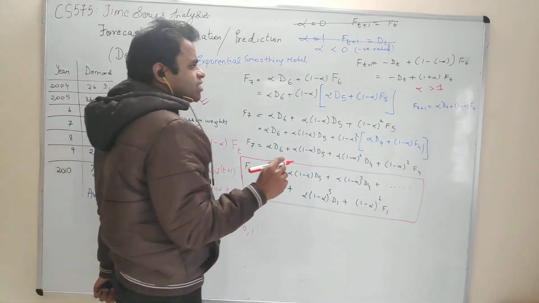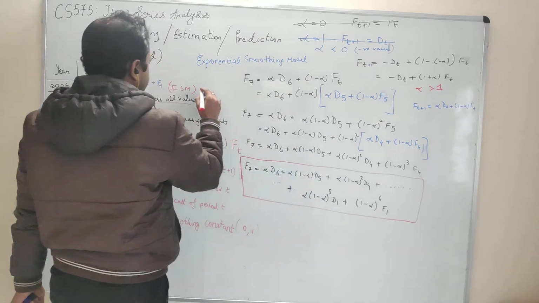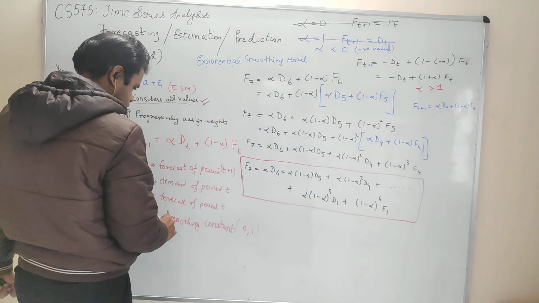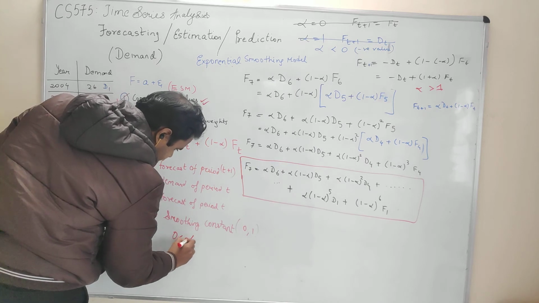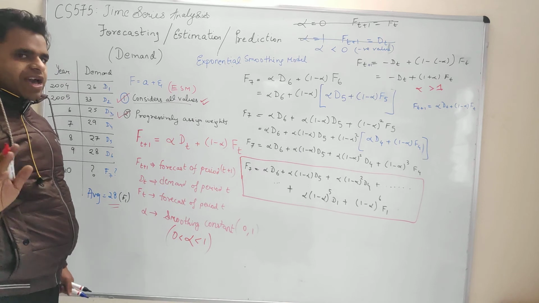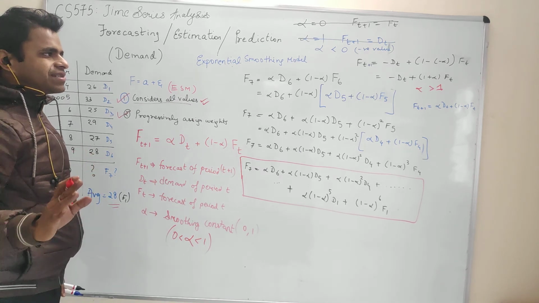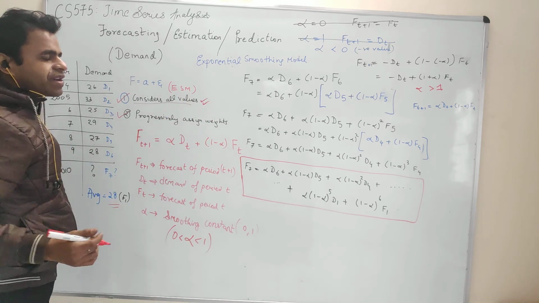So the range that remains for us is alpha greater than 0 and less than 1. I hope till this point it is clear. Right, so I will stop this video and I will continue with the next part of the video.